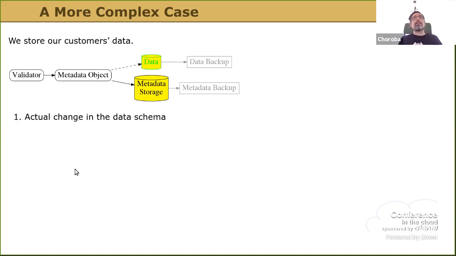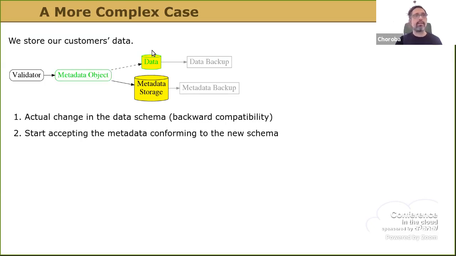Okay, so in this case, when we want to, for example, add a new column or do some other schema change, we start with the actual change in the database. Here, the backward compatibility is crucial, because we change the schema, but everything works as it worked before. No one notices the change. Okay, so that's the first release.